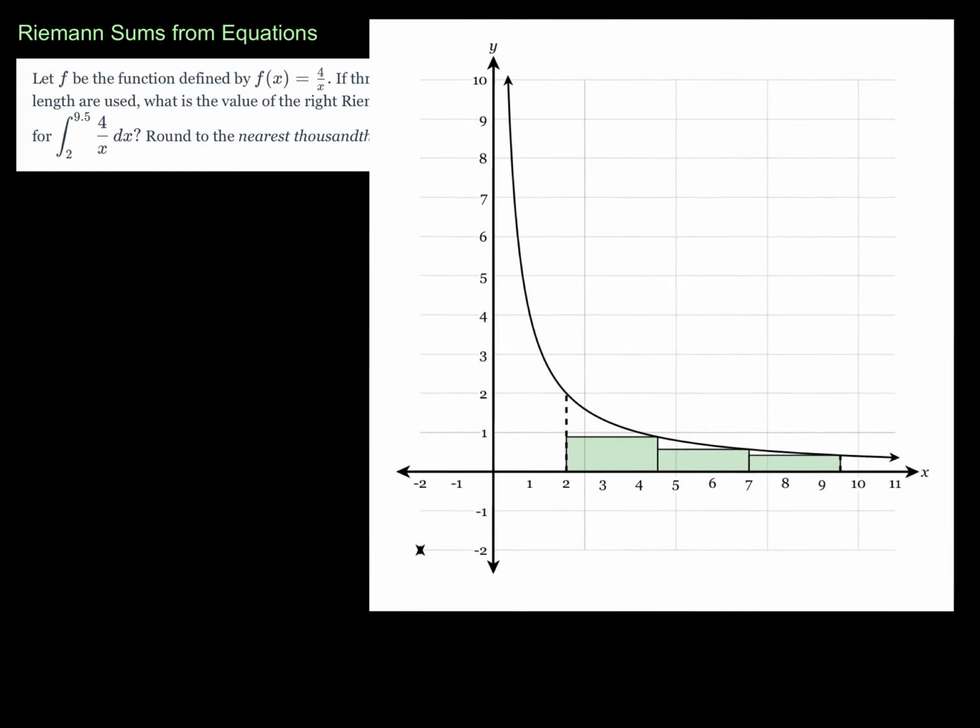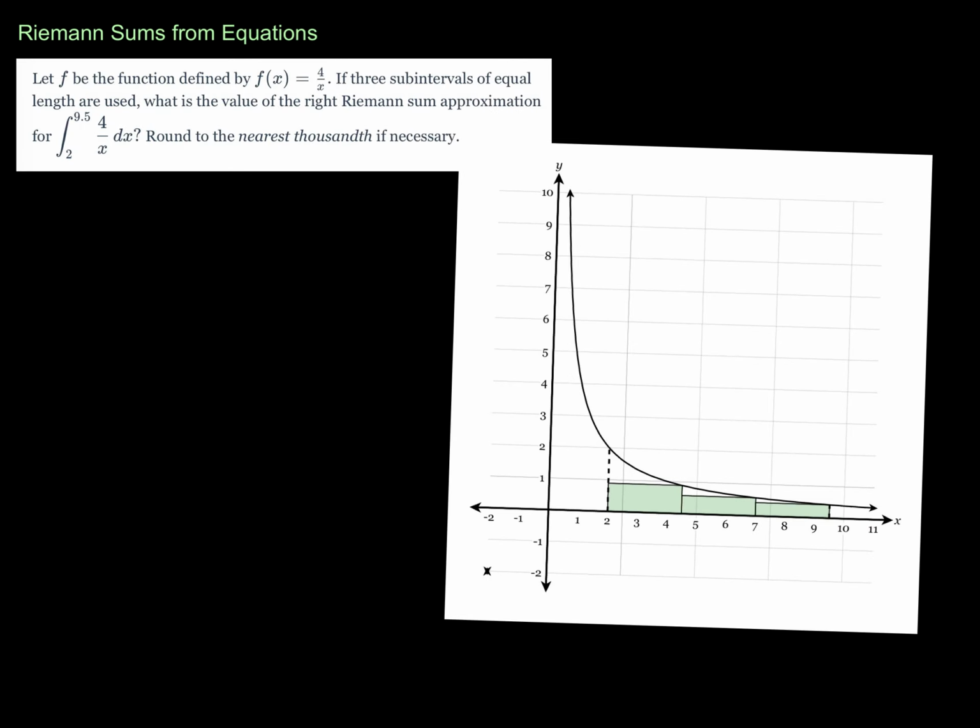Graphically, this is what we have. We are going from 2 to 9.5, right? And if we're breaking it into 3 subintervals, how do we figure out the delta x, the change in x? Well, we said that was going to be b minus a over the number of subintervals. So in our case, this is going to be 9.5 minus 2 all over 3. And if you do the math there, you're going to get 2.5, which means our delta x is 2.5.